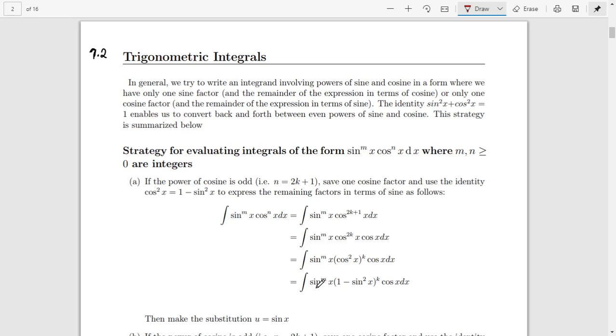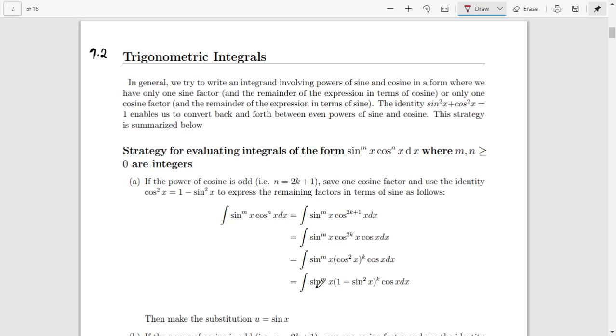In general, we try to write the integral involving powers of sine and cosine in the form where we only have one sine factor and the remainder of the expression is in terms of cosine, or we only have one cosine factor and the remainder of the expression is in terms of sine. If we're able to do that, then we can use the identity that sine squared plus cosine squared is equal to 1, or a variant of that identity, to convert back and forth between powers of sine and cosine.